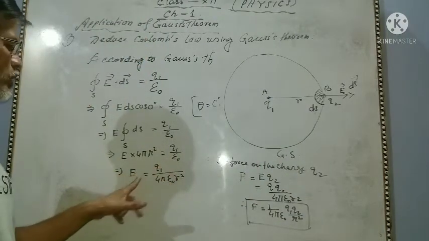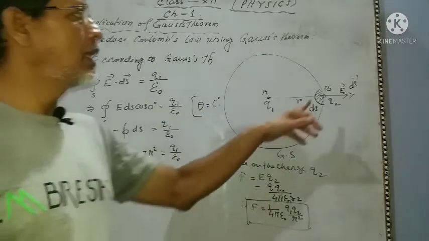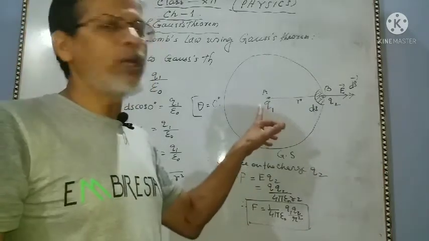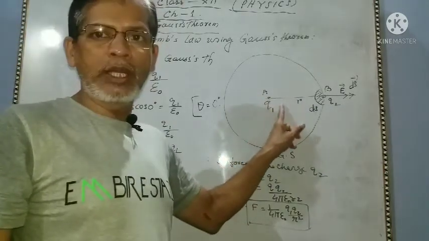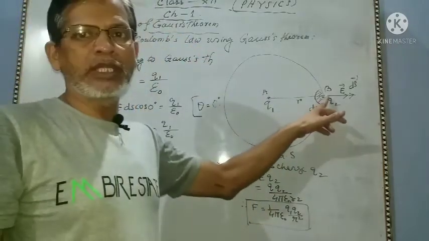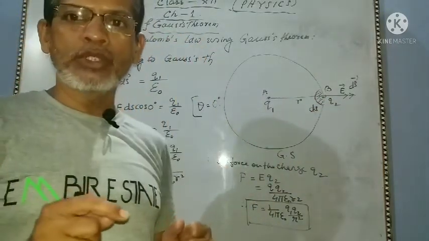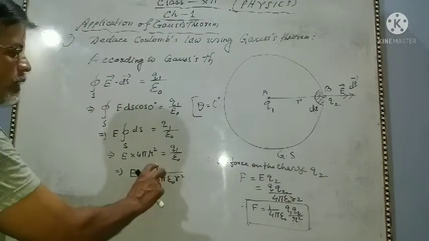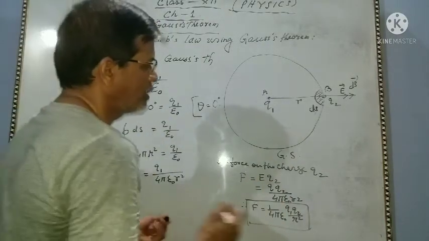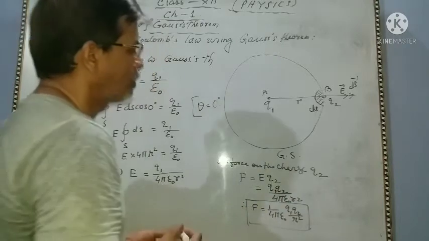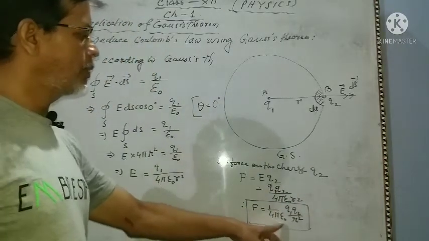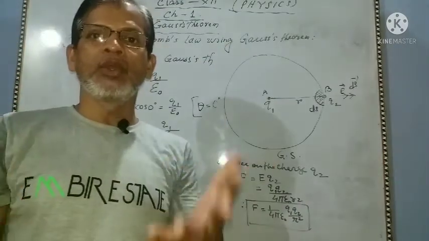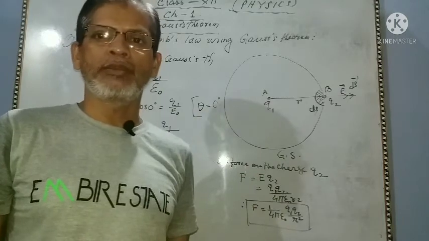So from this we have got the electric field at point B, which is the field of Q1. Now in the field of Q1, Q2 is present, so Q2 will experience a force. This force equals E into Q2. Putting in the value of E, we get F equal to 1 by 4 pi epsilon naught Q1 Q2 by r square. This is Coulomb's law. So we derived Coulomb's law using the Gauss theorem.